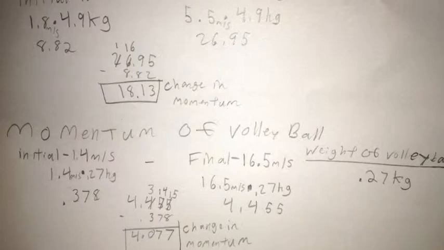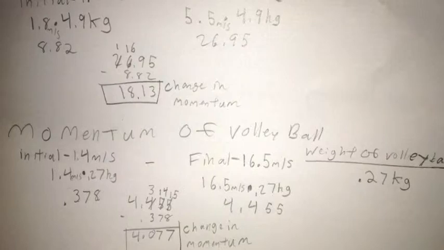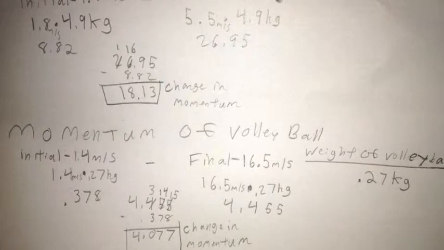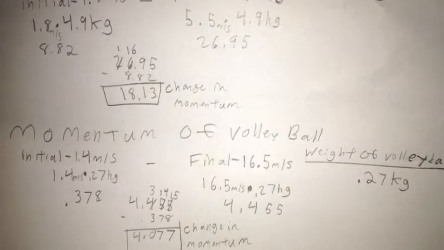So what we did was we found the weight of Vince's arm, which was 4.9 kg. We found the weight of the volleyball, which was 0.27 kg. Then we found the initial velocity of Vince's arm and the final velocity. The initial velocity was 1.8 meters per second. The final was 5.5 meters per second.